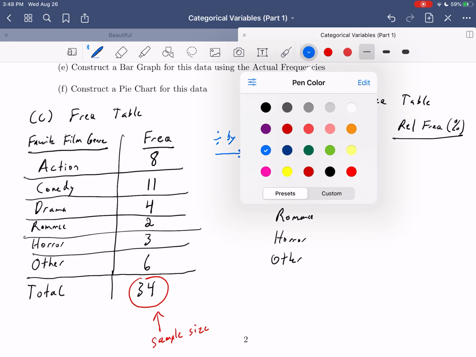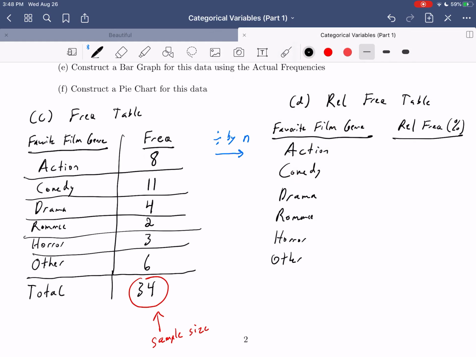So what that means is if you're looking at your calculator, you should get that that is 23.5%. So in other words, slightly under a quarter of all the people in our sample, 23.5%, chose action as their favorite film genre. All right. For comedy, we do the same thing, 11 divided by 34, and we should get, after rounding, 32.4%. So a little under a third of all the people chose comedy.